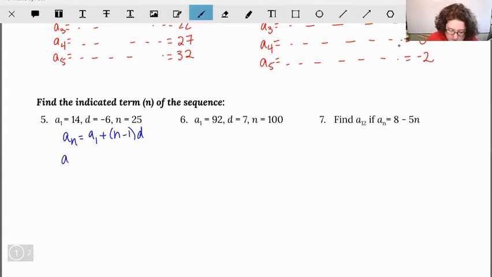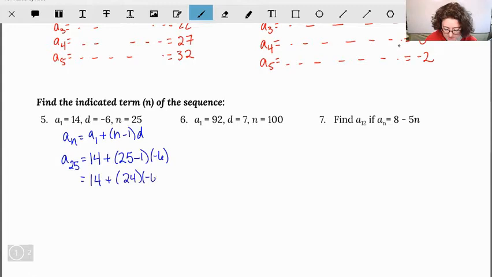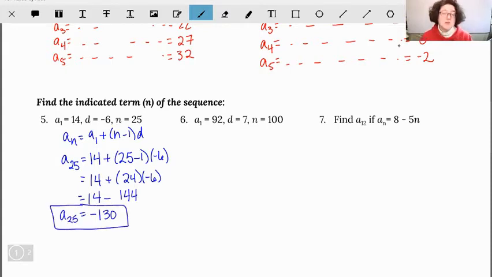So if we're looking for a sub 25, I know this because n equals 25, they gave that to us. My a sub 1 they gave me was 14. The n is 25, so 25 minus 1, and our common difference here is -6. So 14, I'm going to go ahead and simplify the parentheses first. So 24, and that gets multiplied times -6. So that comes out to 14 minus 144, which gives us -130. So again, I wouldn't have wanted to go through and do that 25 times to find that value. That's a whole lot quicker using the formula.